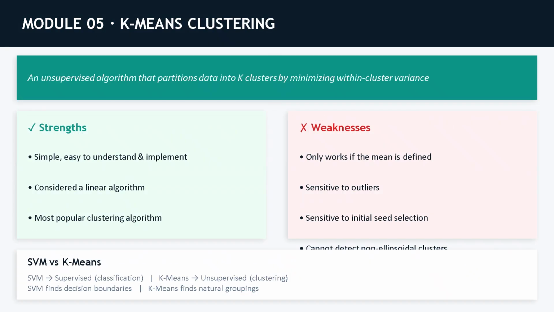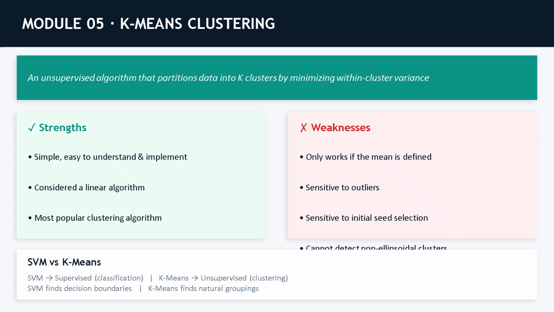On to k-means clustering. K-means is our first unsupervised algorithm. No labels, we're just finding natural groupings instead. The algorithm assigns points to k clusters, minimizing distance to each cluster's center. Then it iterates until the clusters stabilize. It's simple, fast, and the most popular clustering algorithm out there.